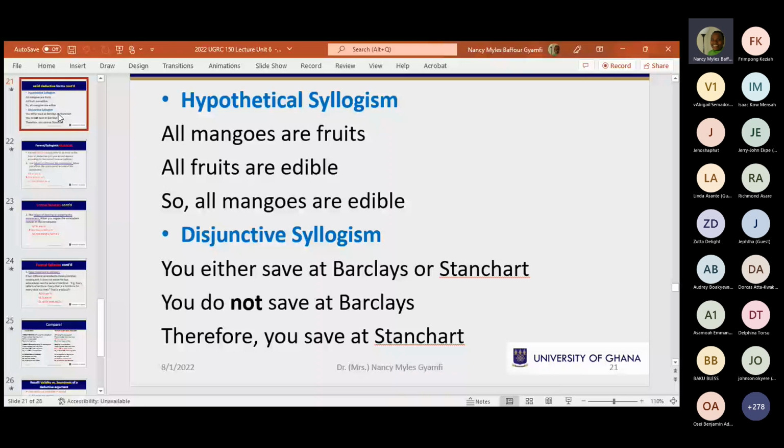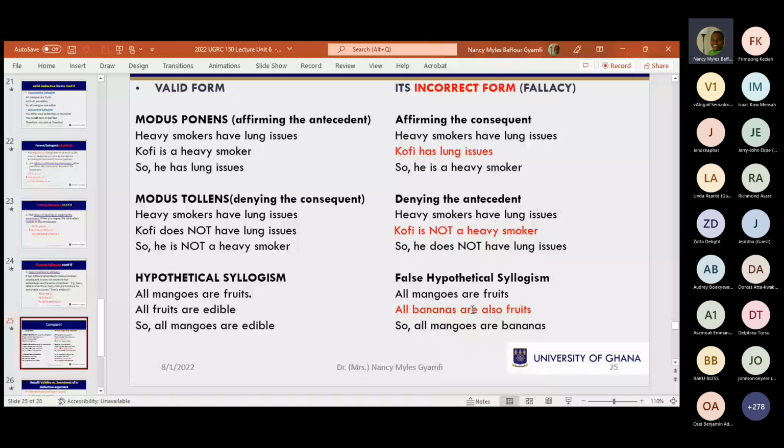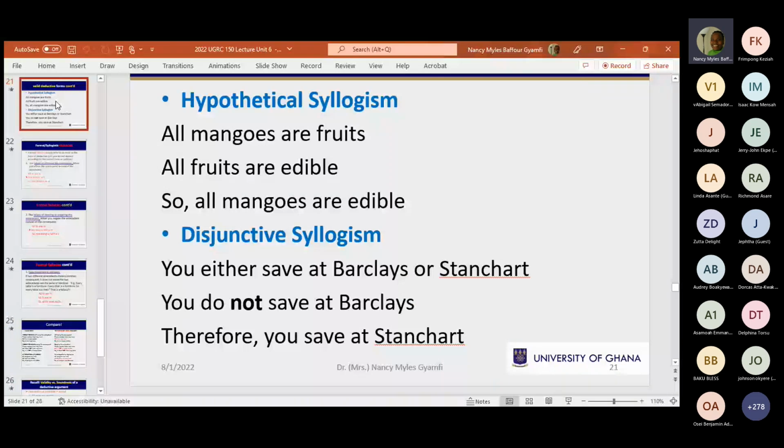Okay, so we go to the last valid pattern. Well, I wanted to tell you something about the false one, where you say the two converge at the same place. I'm talking about hypothetical syllogism now, like all mangoes are fruits, all bananas are also fruits. Therefore, we want to conclude that all mangoes are bananas. That one is called the false hypothetical syllogism. That's the fallacy that tries to do hypothetical syllogism, but does it wrongly, just like the other two we saw. Then for disjunctive syllogism, it deals with what?